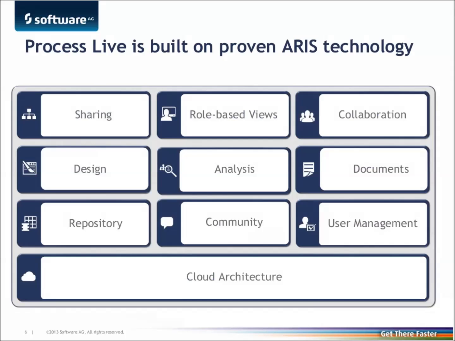So let's have a look at the capabilities of Process Live. What is Process Live able to do? Well, most importantly, you can create content in Process Live. You can design processes, as you know it from ARIS. We support 74 different model types. You will see that a bit later. So you can really create your enterprise process map in Process Live.